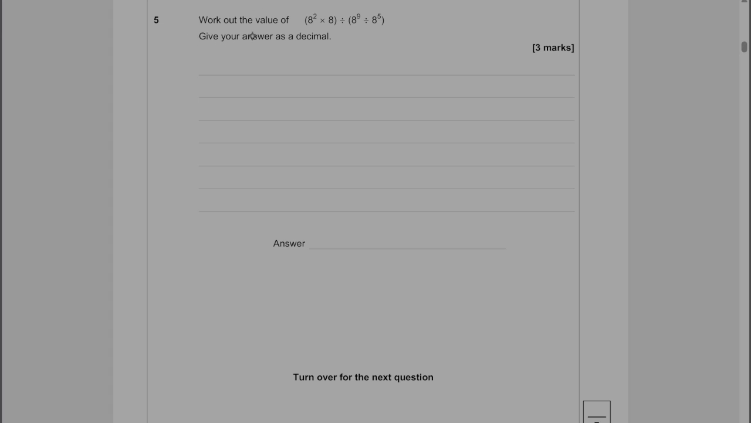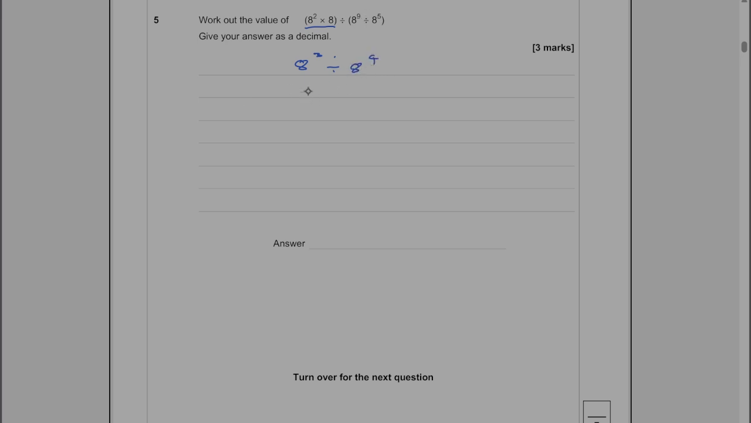Okay, question 5. Work out the value of 8 squared times by 8 divided by 8 to the 9 divided by 8 to the 5. So that's going to become 8 to the 3 divided by, and that's going to be subtract the powers, 8 to the power 4. So that's going to be 8 to the minus 1, or 1 over 8. And as a decimal then, that's going to be 0.125.